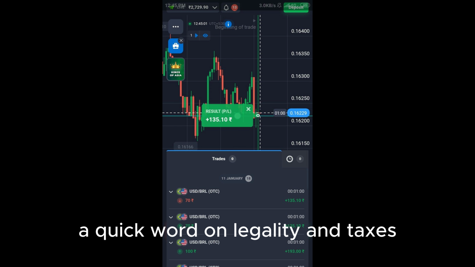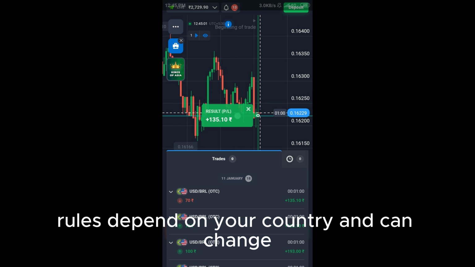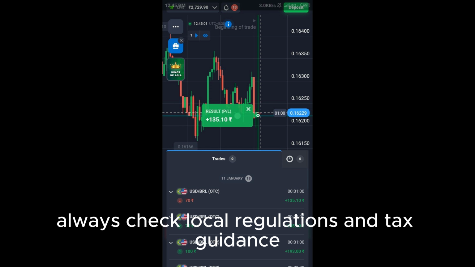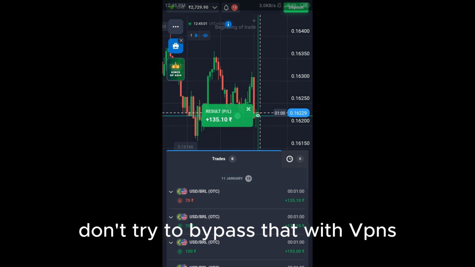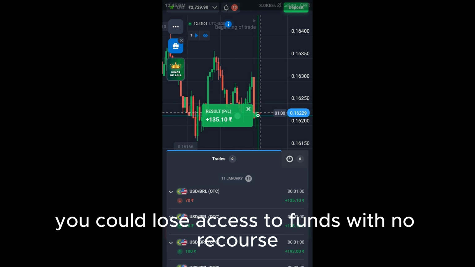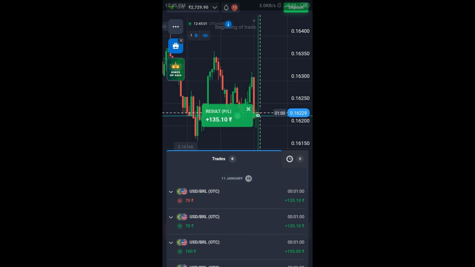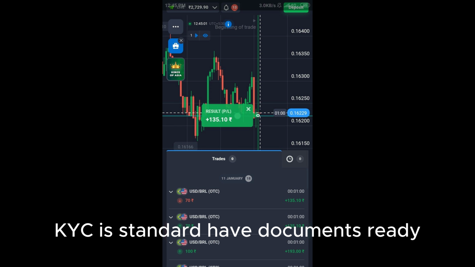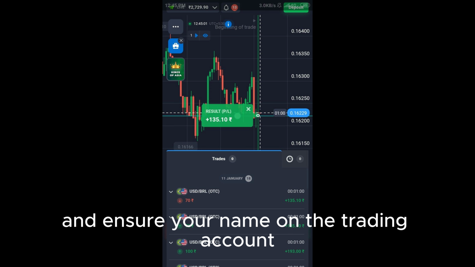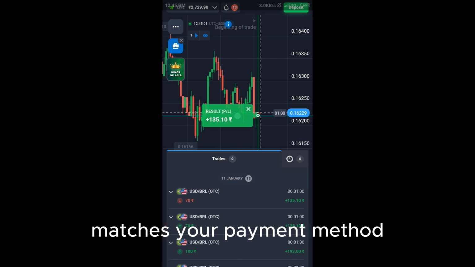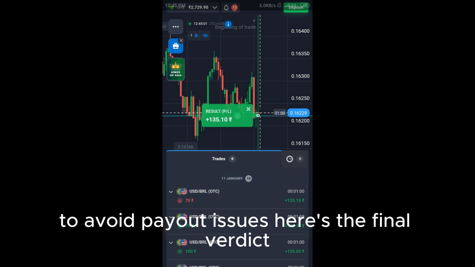A quick word on legality and taxes. Rules depend on your country and can change. Always check local regulations and tax guidance. If it's restricted where you live, don't try to bypass that with VPNs. You could lose access to funds with no recourse. KYC is standard. Have documents ready and ensure your name on the trading account matches your payment method to avoid payout issues.